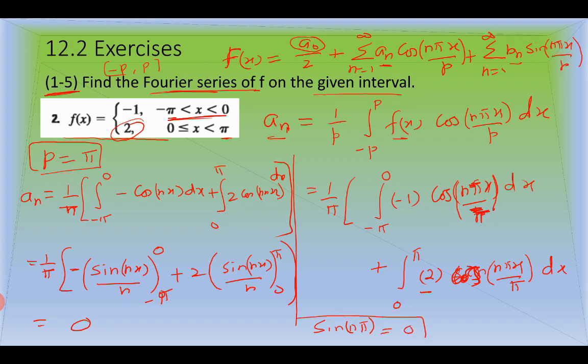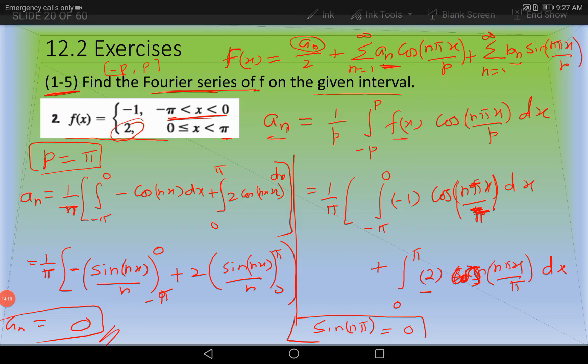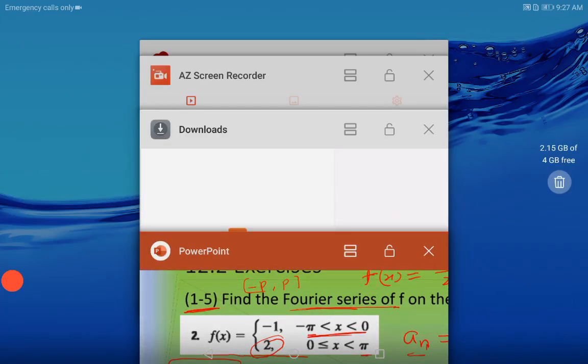Here we take n values as integers, not non-integers. Only integers will be considered for n. So sin n pi will be 0. Therefore this an is 0. Since an is 0, we cannot conclude about a1. So we separately find a1 in a different sheet.